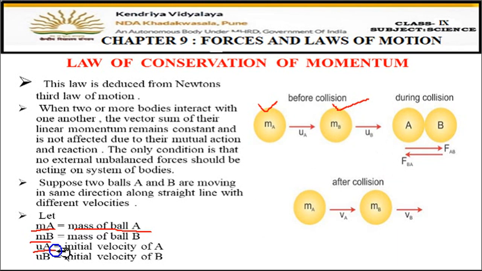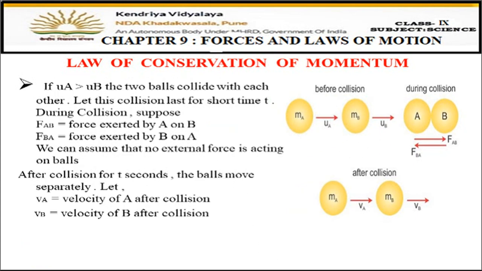Then UA. Now you all know that small letter u represents the initial velocity. So UA is the initial velocity of ball A, and UB is the initial velocity of ball B. So these four things we have discussed now: MA is the mass of ball A, MB is the mass of ball B, UA is the initial velocity of ball A, and UB is the initial velocity of ball B. Now let's move on to the next slide and see.